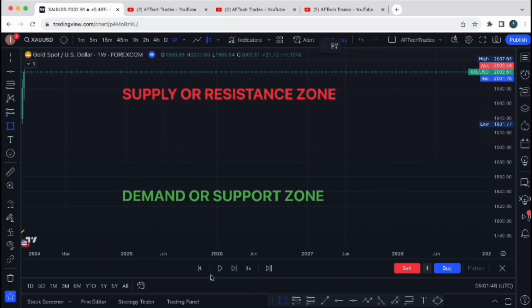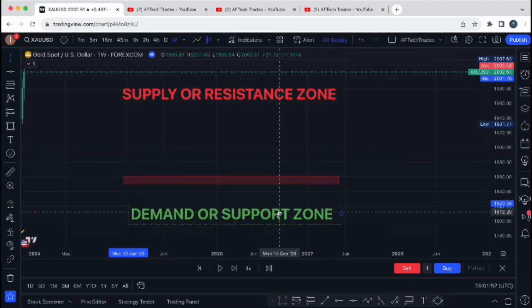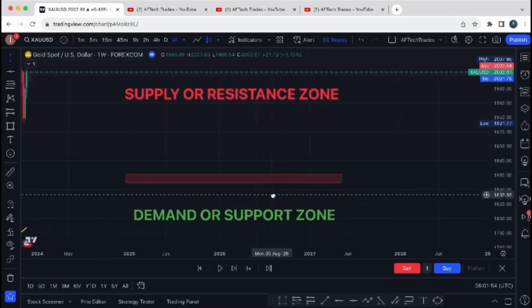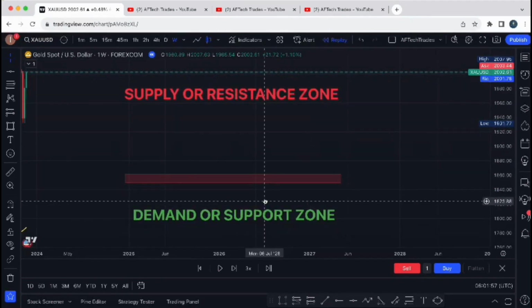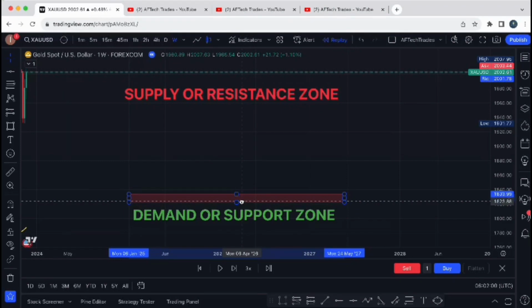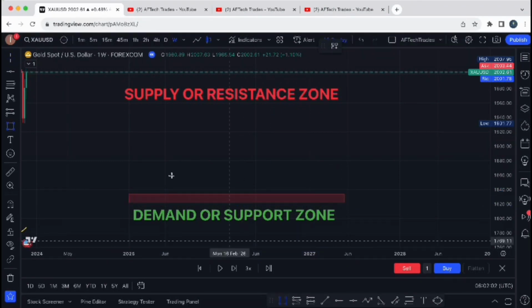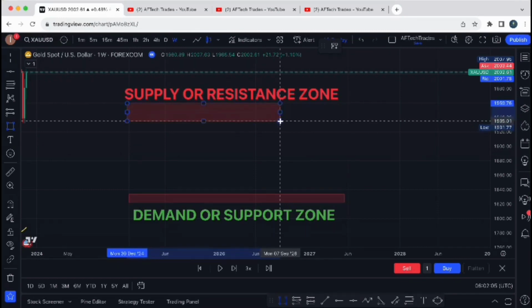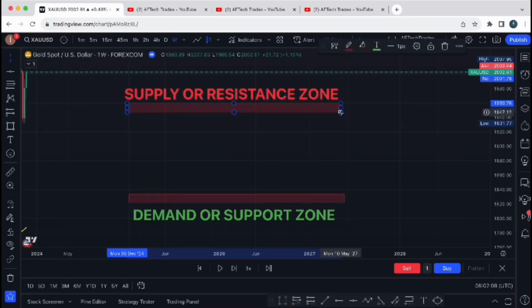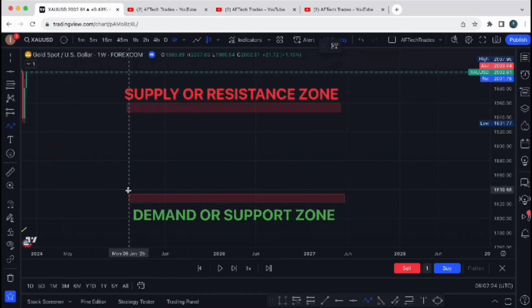Let's draw a box to justify this. Shift this one a bit lower. Just follow this carefully. Okay, so the upper box here is our supply zone. The lower box here is our demand zone. It's just like this. Let me draw a line for you to see.